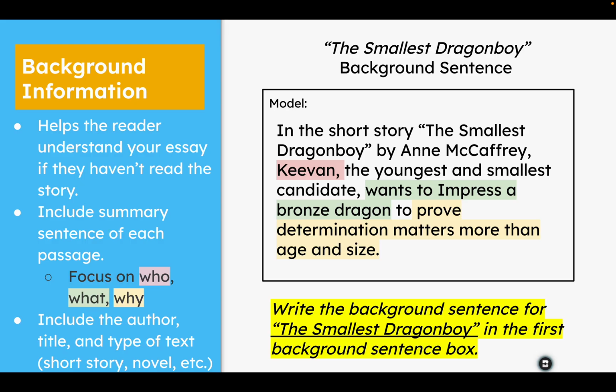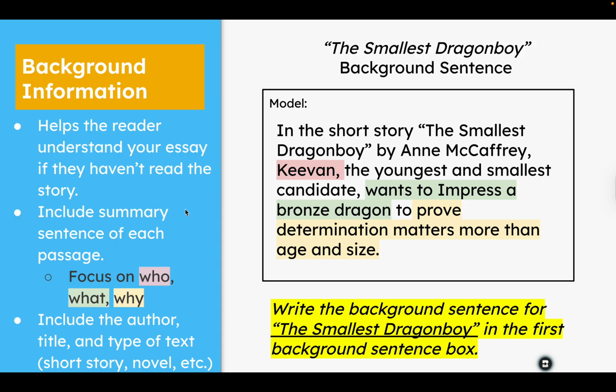Is it a short story? Is it an article? Is it a novel? Etc. So I did The Smallest Dragon Boy one for you. And my model says, in the short story, The Smallest Dragon Boy by Anne McCaffrey, Kevin, the youngest and smallest candidate, wants to impress a bronze dragon to prove determination matters more than age and size.